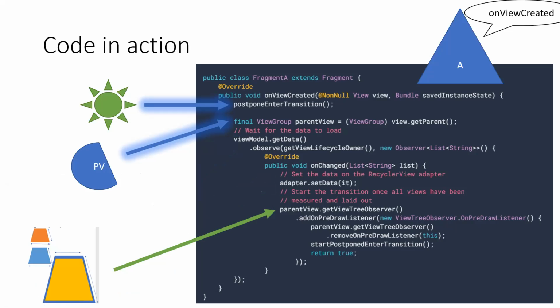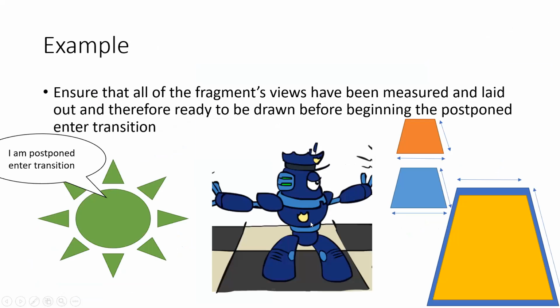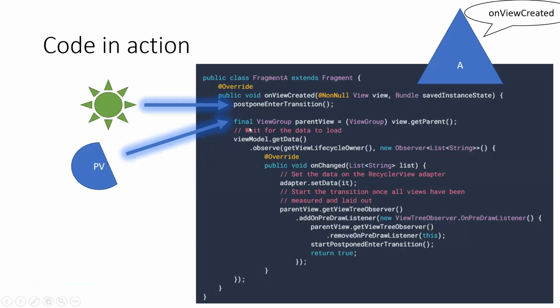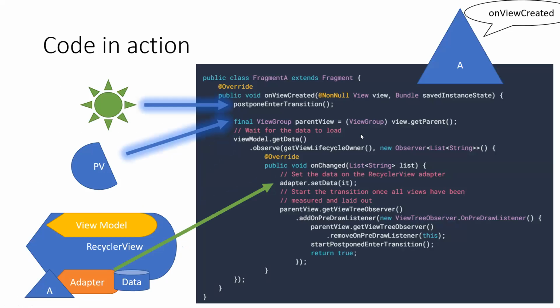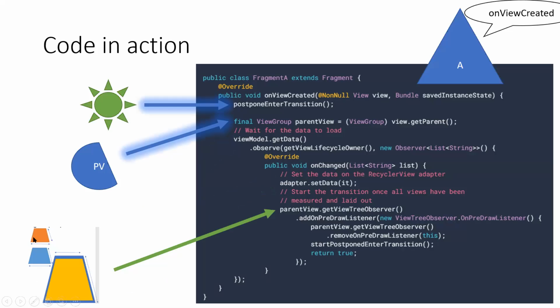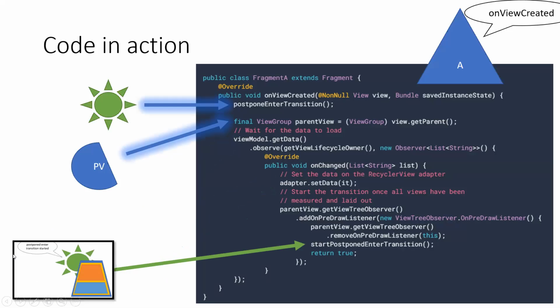Here your parent view is associated with getViewTreeObserver, with a statement like parentView.getViewTreeObserver().addOnPreDrawListener. This whole statement ensures that all of the fragment views have been measured and laid out completely, and are therefore ready to be drawn before beginning the postponed transition. So once they are measured properly, you can start the postponed enter transition.